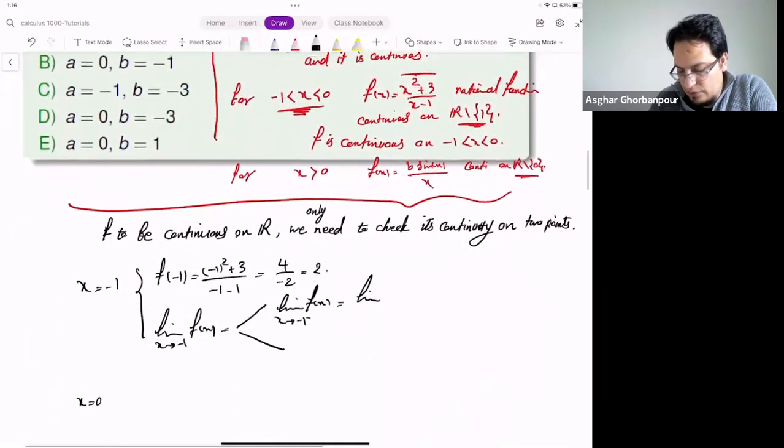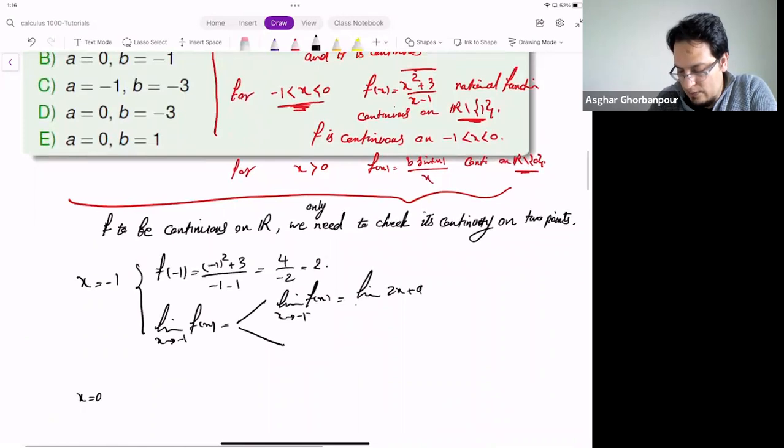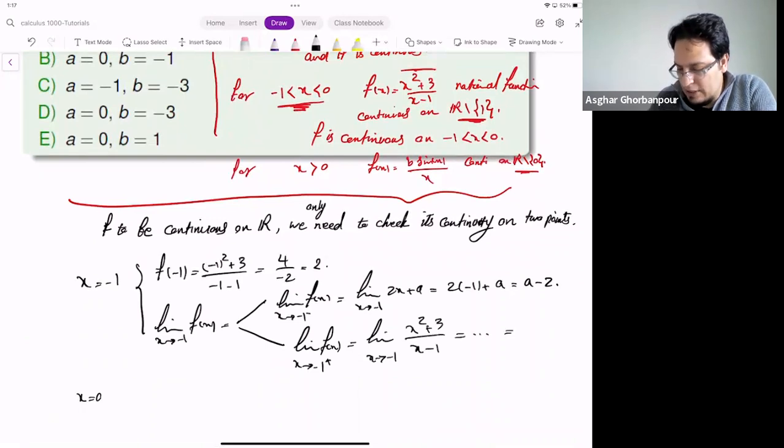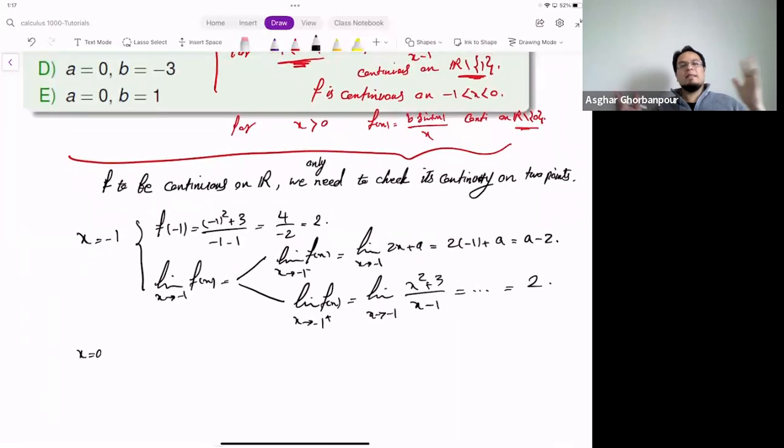One-sided limit for 2x plus a when x goes to -1 from the left: this is 2 times -1 plus a, which is a minus 2. From the right, we have done this computation and we know that it is 2. Okay, now I have the right limit, left limit, and the value of the function.